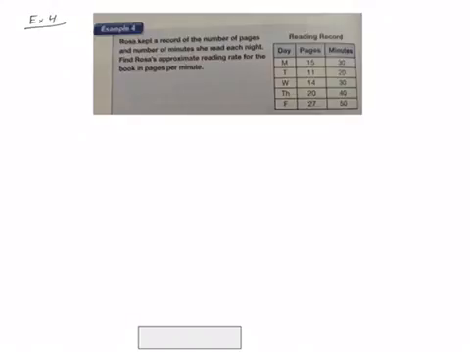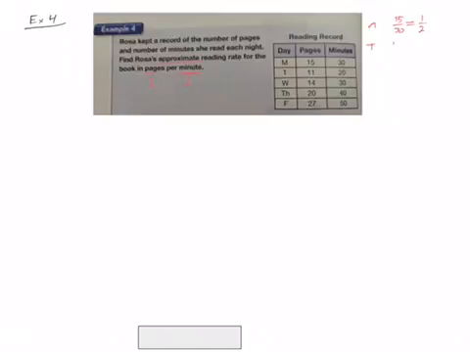One more here. This is example 4. It says Rosa kept a record of the number of pages and number of minutes she read each night. Find Rosa's approximate reading rate for the book in pages per minute. So let's just go through and see if we can find those. Since we're wanting pages per minute, that means pages comes first and minutes comes second. So for Monday, go up here, that would be 15 over 30. Well, I think we can realize that this is actually equal to 1/2 if I divide both of them by 15.